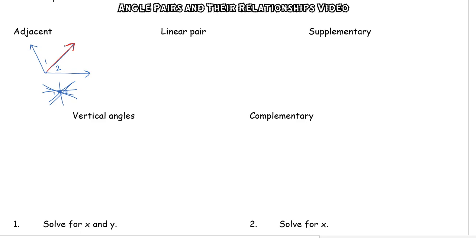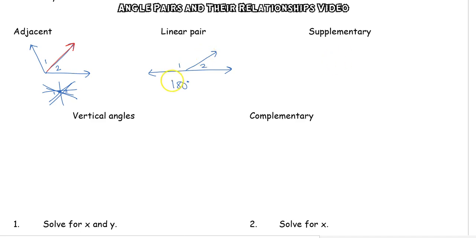A linear pair is a specific set of adjacent angles. A linear pair is a set of adjacent angles that form a straight line. So here we go, we've got a linear pair. In that linear pair, they are forming a straight line, and a straight line is going to equal 180 degrees. So two adjacent angles equaling a straight line, which is 180.